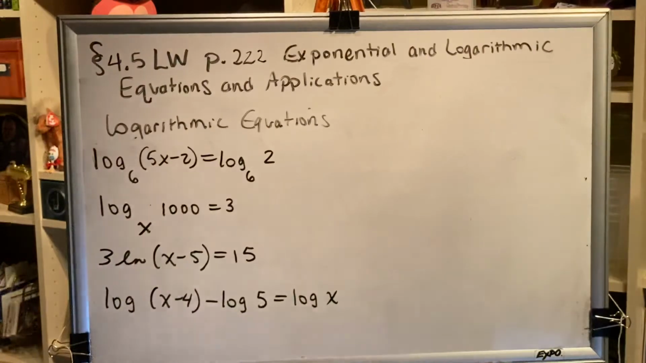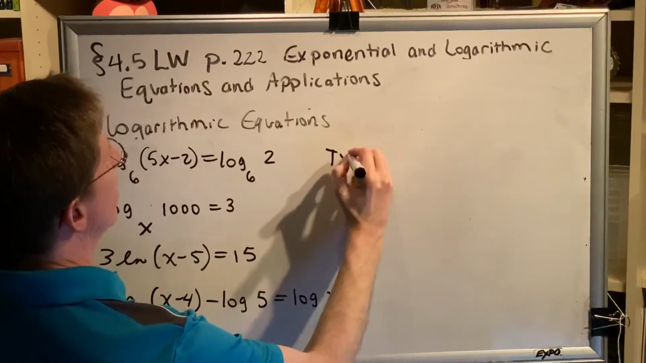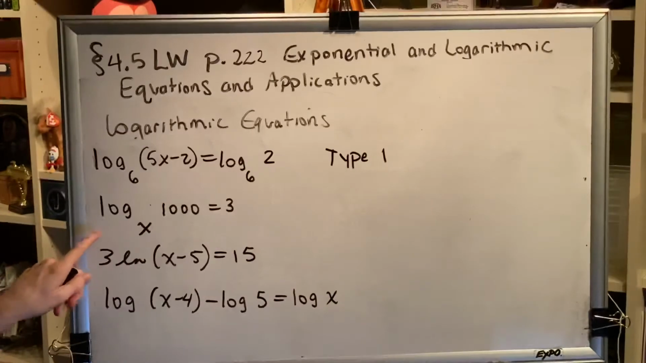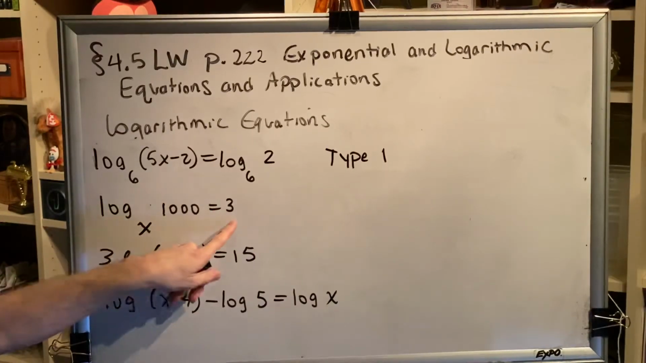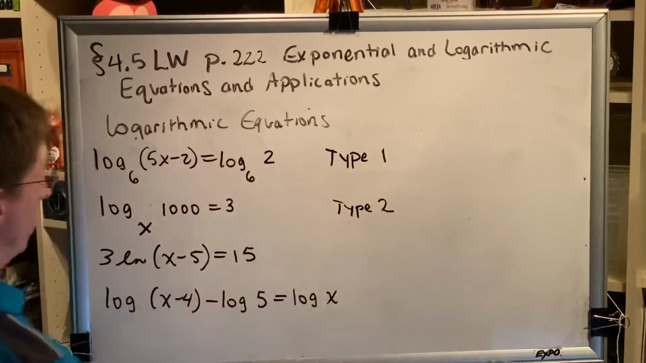Okay, let's get to categorizing. Here we go. First equation. We have two terms. They both contain log, so this is a type 1 problem. Next one, we've got two terms. One of them contains log, the other does not, so this is a type 2 problem.